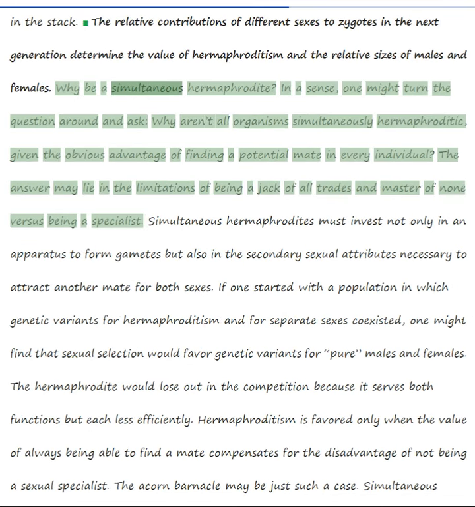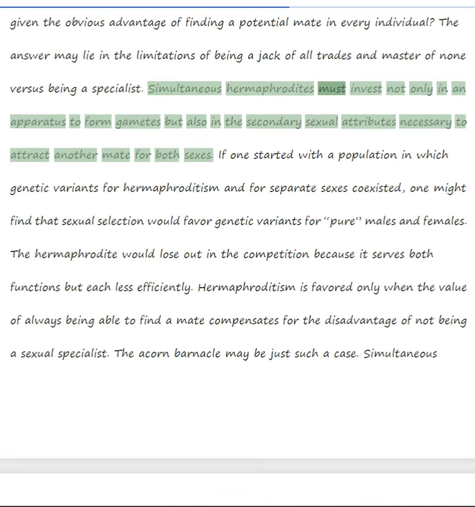Why be a simultaneous hermaphrodite? In a sense, one might turn the question around and ask, why aren't all organisms simultaneously hermaphroditic, given the obvious advantage of finding a potential mate in every individual? The answer may lie in the limitations of being a jack of all trades and master of none versus being a specialist. Simultaneous hermaphrodites must invest not only in an apparatus to form gametes but also in the secondary sexual attributes necessary to attract another mate for both sexes.